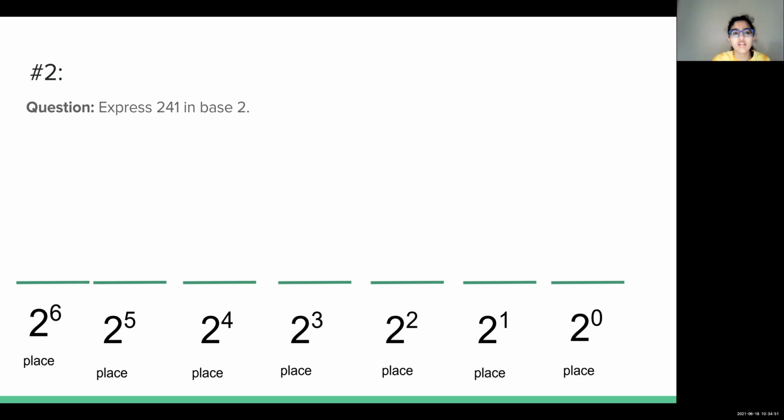So question 2: express 241 in base 2. Again, remember to use the place values if that helps you. If it doesn't, feel free to not use them, but make sure you're somehow keeping track of the numbers you have already looked at. Okay, I already got an answer, so that's good.